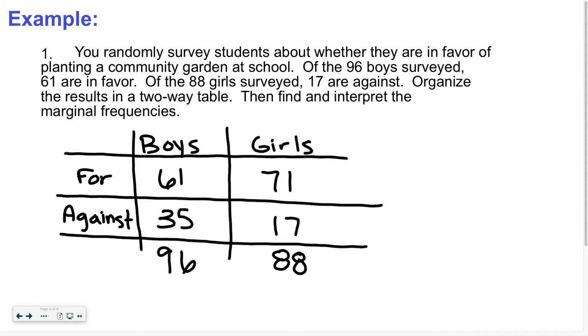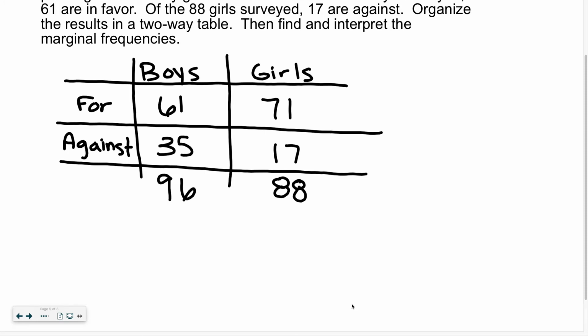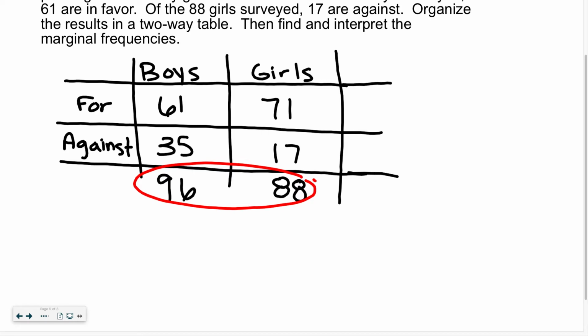Then find and interpret the marginal frequencies. So my marginal frequencies, recall, are the ones where it's the total sums for the rows and columns. So I've got my 96 and my 88, but I'd also like to have marginal frequencies for my votes, for and against. So I'll add across, what do I get? 132 and 52. So that's a total of 184.